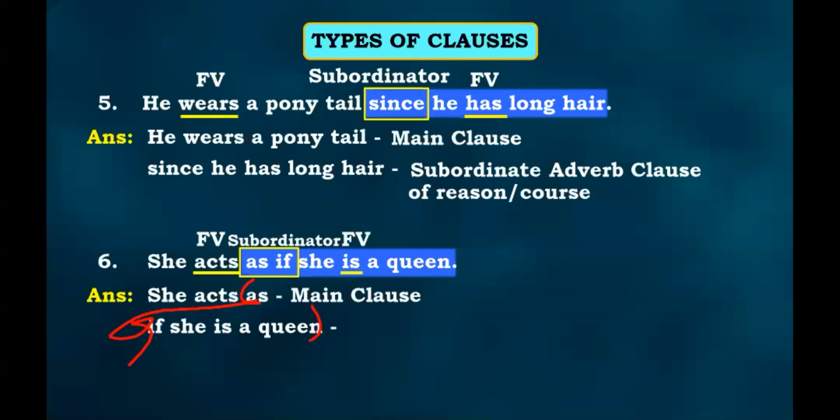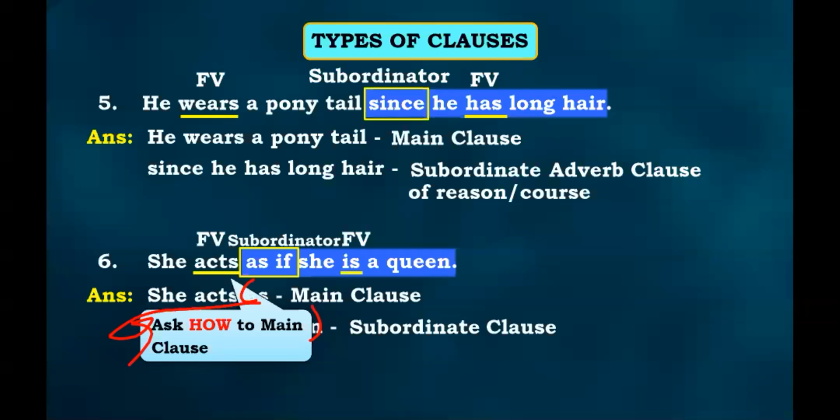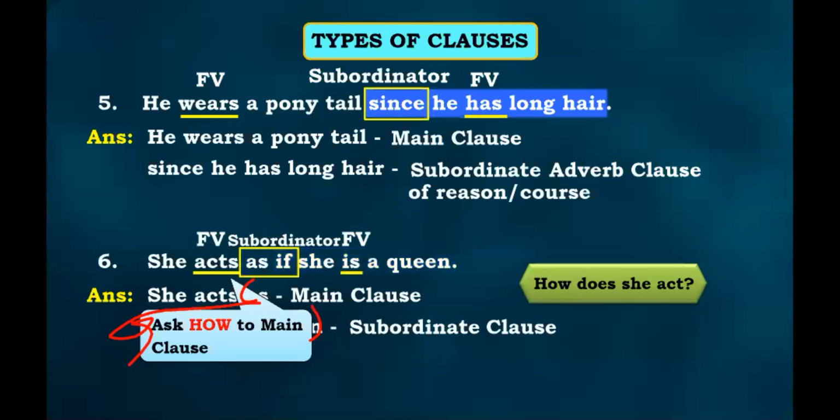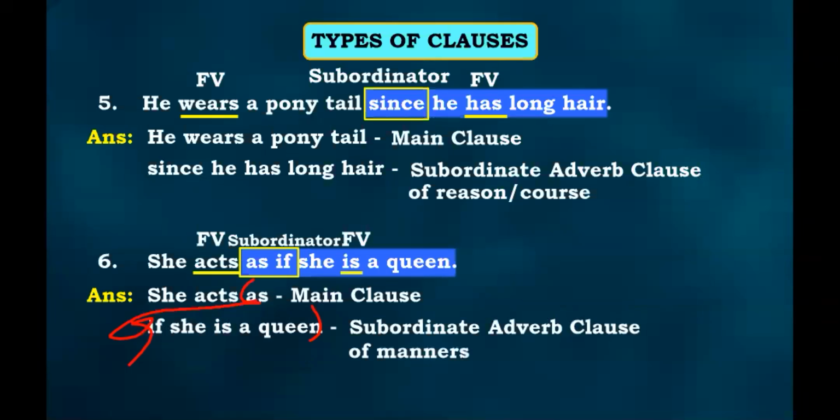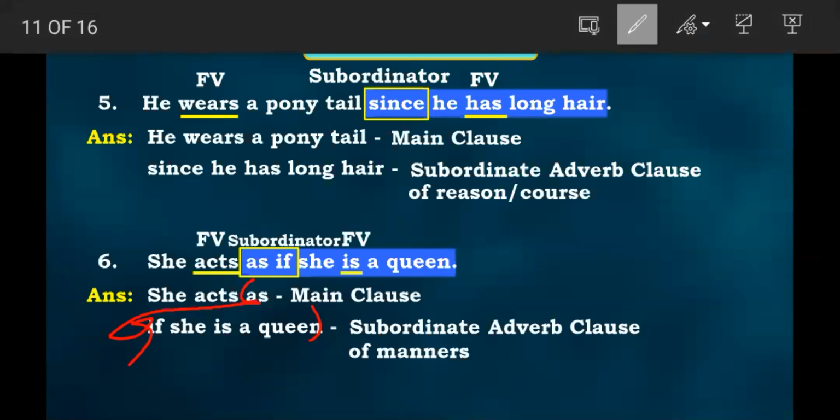Now, which question would you ask here? What does she act? Where does she act? When does she act? Which act? The answer won't come. How does she act? How does she behave? Act is behavior. So how does she behave? As if she is a queen. Very clear with this one, guys. So this becomes your subordinate adverb clause of manner, not manners, manner.